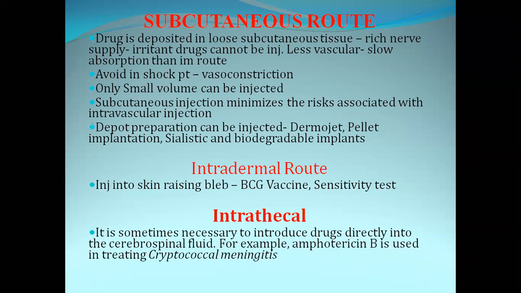The next one is the intrathecal route of drug administration, where the drug is administered into the CSF, that is cerebrospinal fluid. An example of a drug administered through the intrathecal route is amphotericin B, which is given in cases of cryptococcal meningitis. To cure this, amphotericin B is given by the intrathecal route into the cerebrospinal fluid.